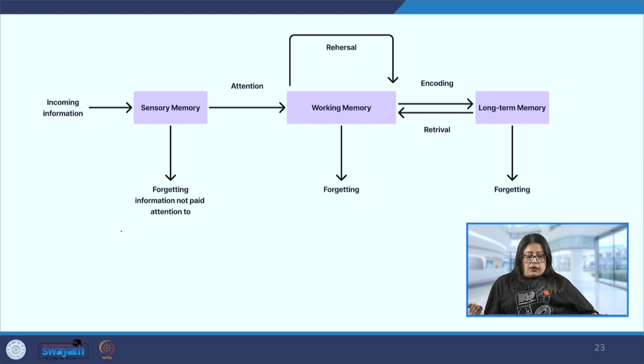And when we are at the working memory, we are then rehearsing it continuously. If you're not doing that, then again it decays, or we forget it. But when we are rehearsing it, then it is encoded into the long term memory. So there it stays. Now it has been shifted to the long term memory section, and whenever we want to retrieve it, we can retrieve this information.